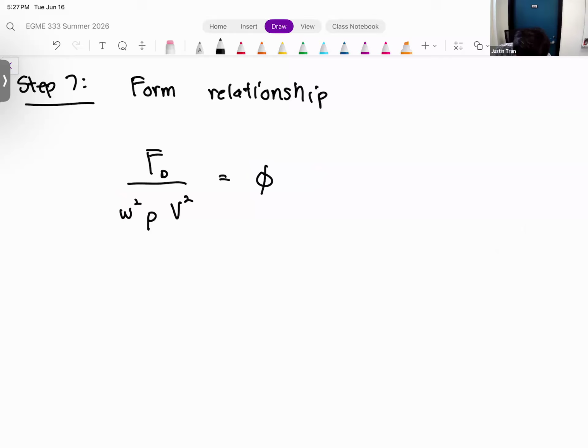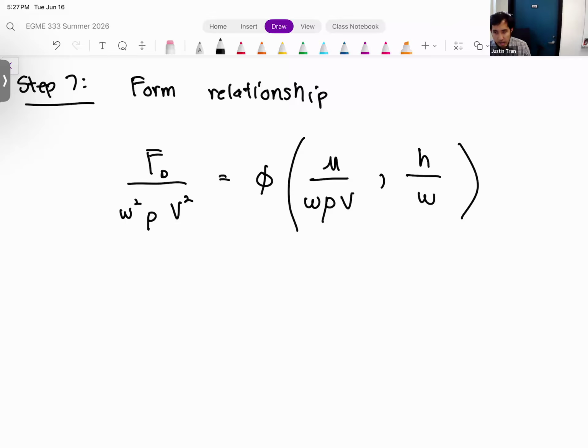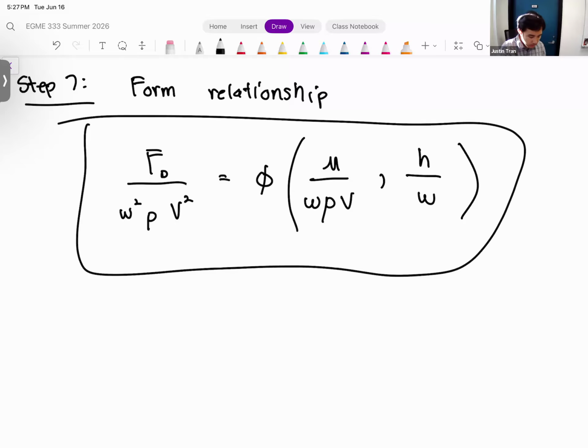Okay, this is equal to, it's going to be a function of viscosity divided by the width multiplied by the density times the velocity. That's our first non-dimensional group. Or second one, excuse me, that's pi 2. And our second non-dimensional group is h over w. All right, and then right there, that is your final result.